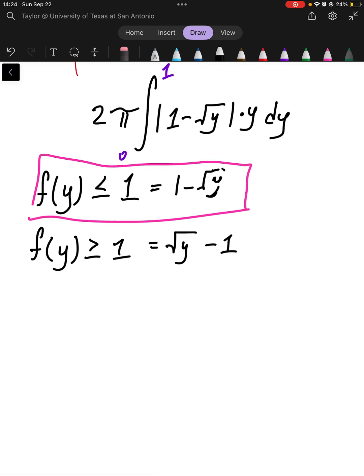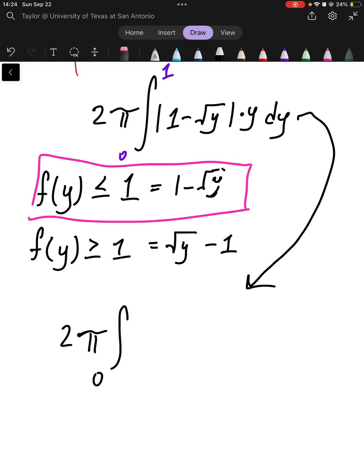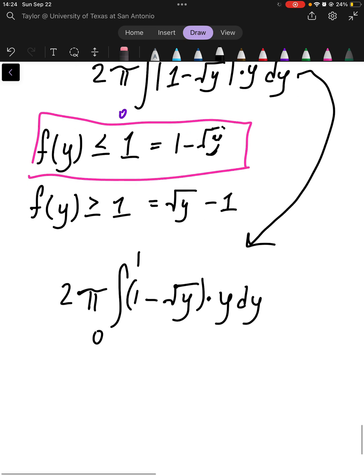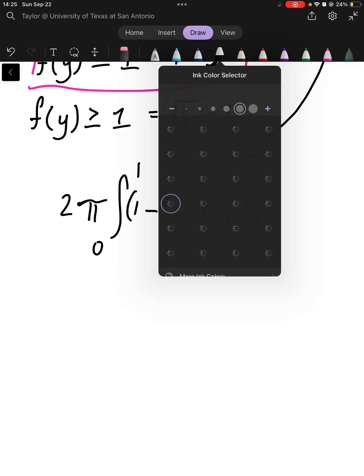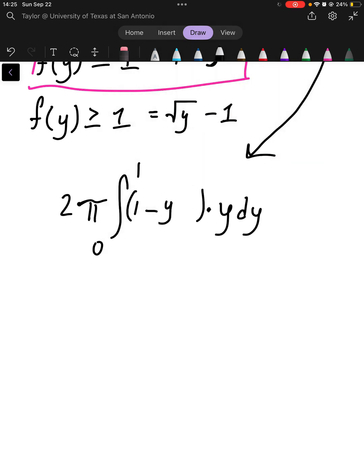So, knowing that, I'm going to pull this down here and say 2 pi integral 0 to 1 of, and I'm going to drop the absolute value bars, 1 minus square root y times y dy. All right? And then one more thing I'm going to do really quick is I'm going to change this square root of y to y to the 1/2. This y is y to the 1. This is y to the 0.